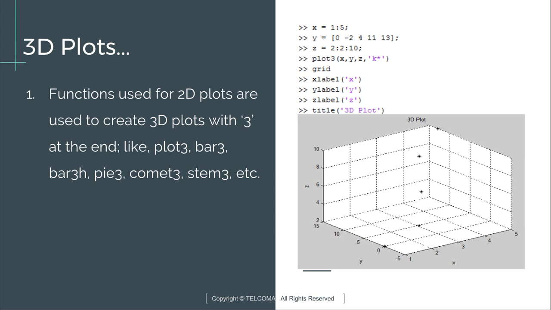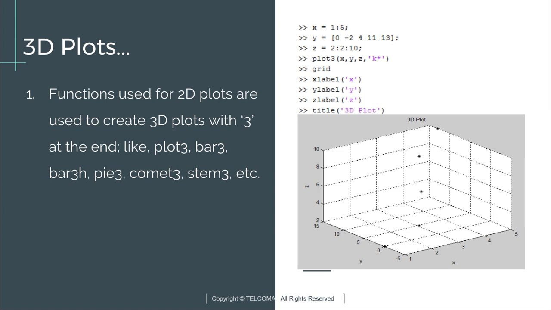Next, 3D plots. The functions used for 2D plots are used to create 3D plots with a 3 at the end. Like in 2D we use plot, but in 3D we use plot3. Similarly, bar3, bar3h, pie3, comet3, stem3, area3 and so on. Like here I have displayed a 3D plot. Simply x, y and z, these are my 3 variables.